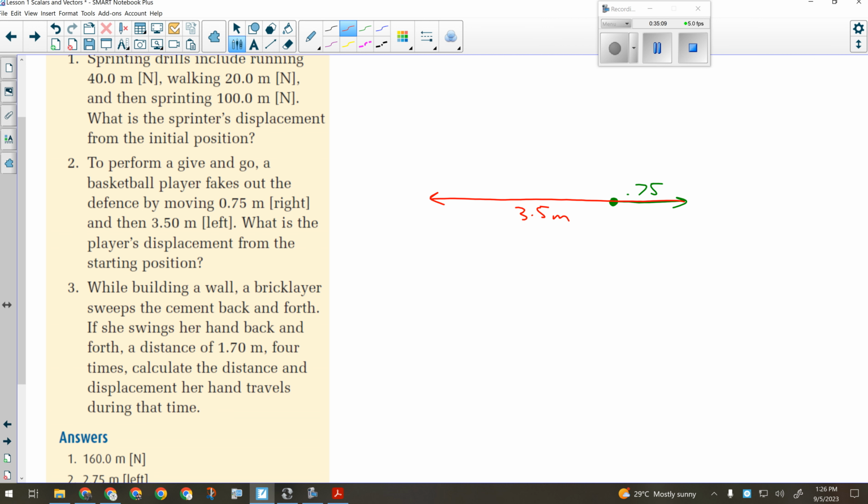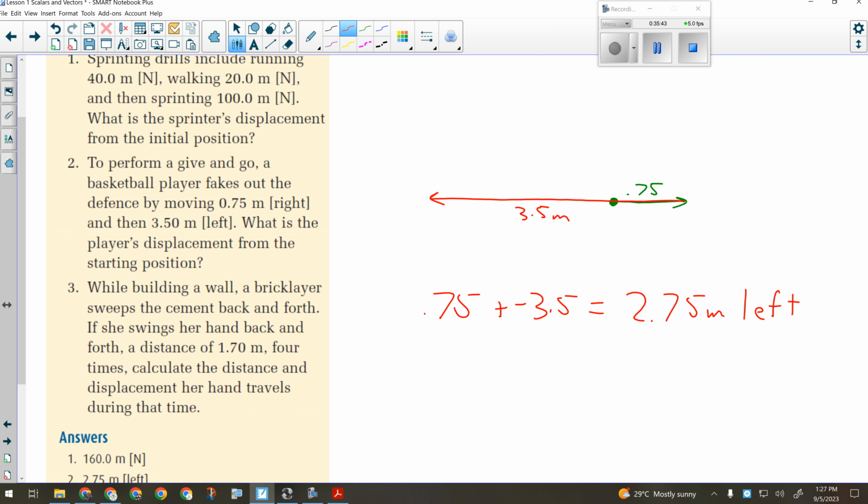Okay? Their total displacement is how far they end up and in what direction from where they started. Okay? So if I'm doing that and looking at this mathematically, I would have basically 0.75 plus negative 3.5. Those would be the two parts of my trip. Agreed? Okay. And so what that's going to tell me is that I'm going to end up 2.75 meters to the left, because it'll end up being negative 2.75.